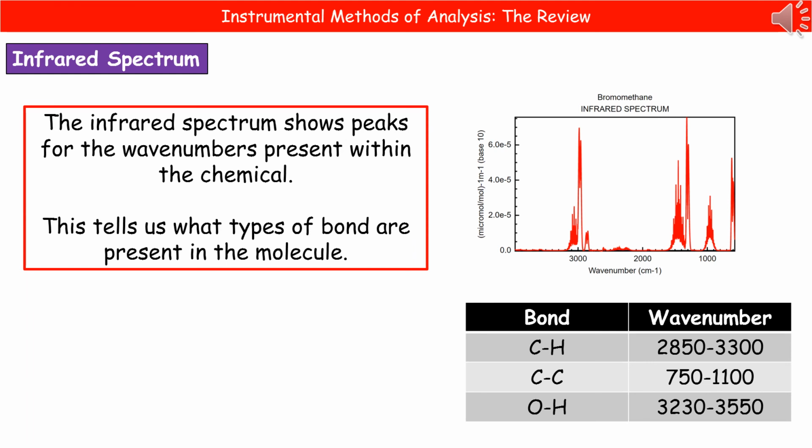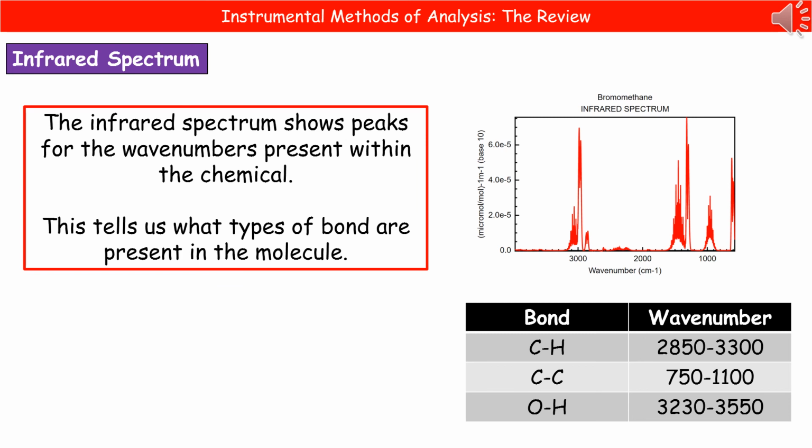So in the exam, if they were to give you a question around this, then you'd have your little graph, and then you'd have a table with the wave numbers of a range of different bonds. So what you need to do is look and see where those peaks are. So we can see that there's a peak round about 3000. And then if we have a look at our table, we can see that the wave number between 2850 and 3300 corresponds to a carbon-hydrogen bond. So within that chemical, we've got carbon-hydrogen bonds.